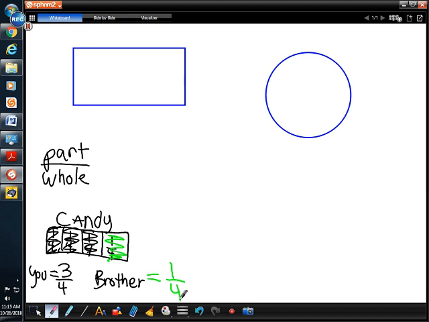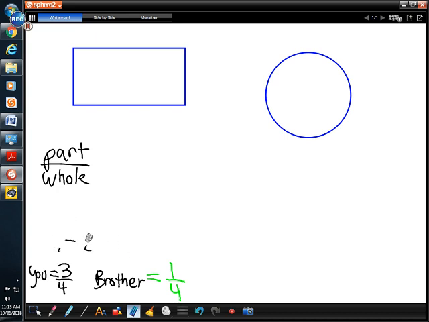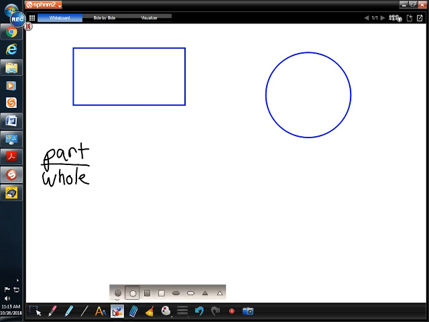So let me go back and show you these pictures that I just showed up here, these drawings. I did a circle and I did a rectangle. Let me show you how to divide these things. A lot of times, pictures do help. But when you do pictures, you've got to be careful because you don't want the pieces to be different sizes. It helps if they're all the same size, which is kind of hard to do sometimes.